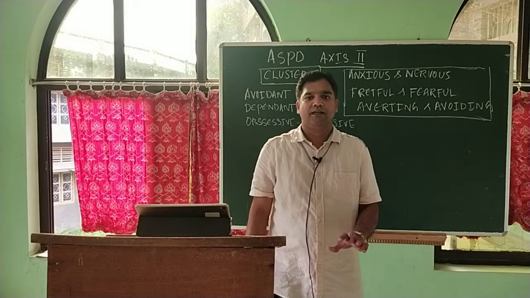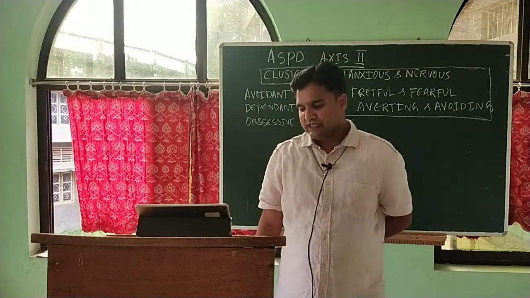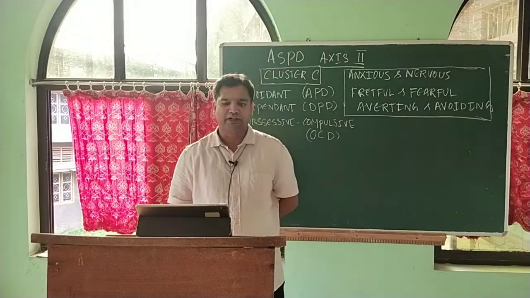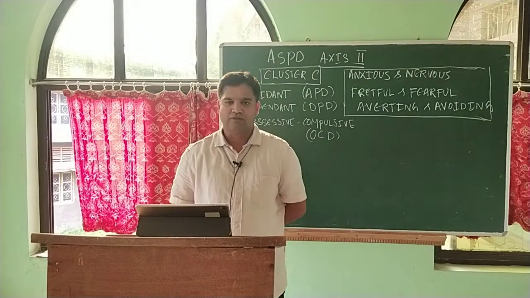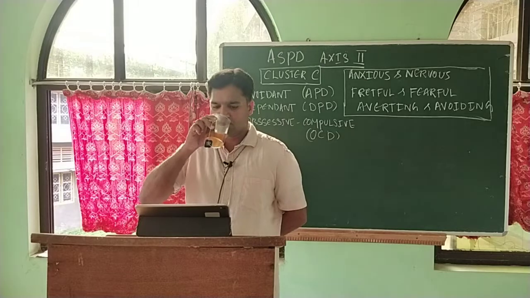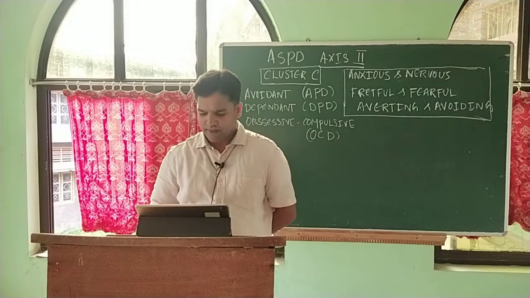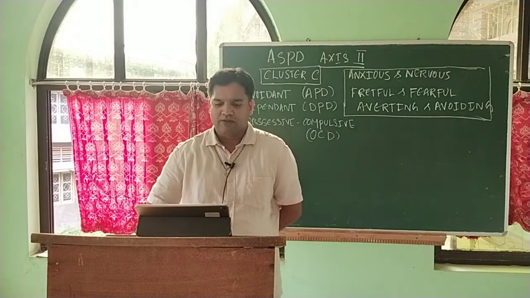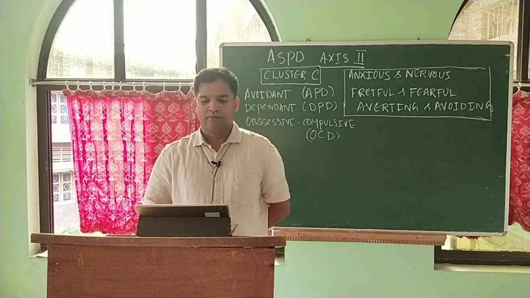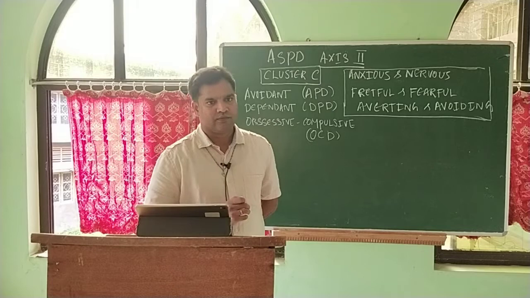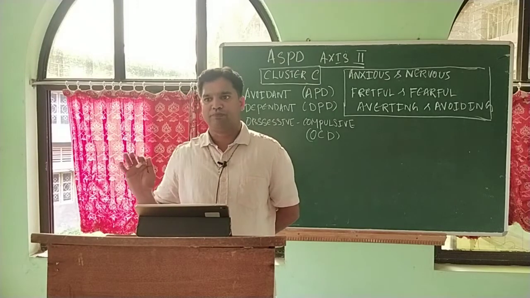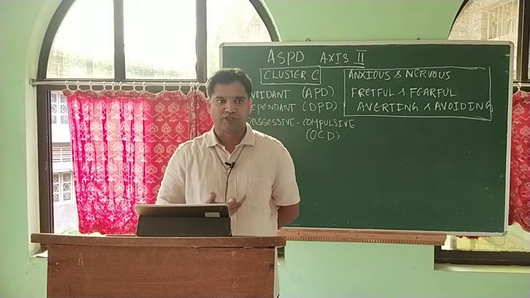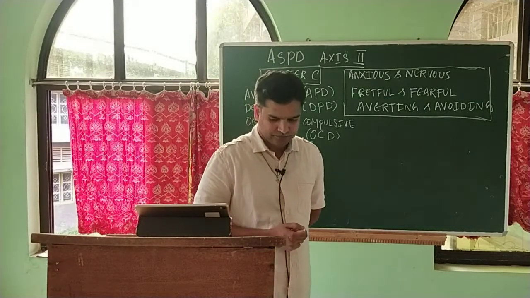So these are the 3 personality disorders which come under cluster C, which is very anxious and nervous, fretful and fearful, averting and avoiding. Because of their anxiety, because of nervousness, they have tremendous fear deep down and they tend to avoid people. Either they cling on to people or they avoid people because of their anxiety, which they are not able to manage, which they are not able to cope with.